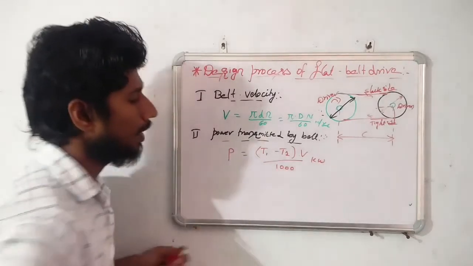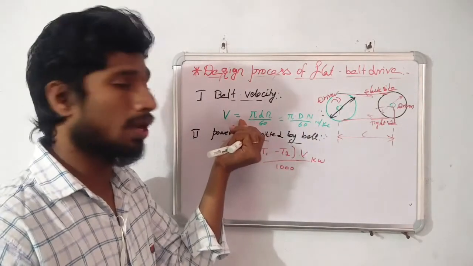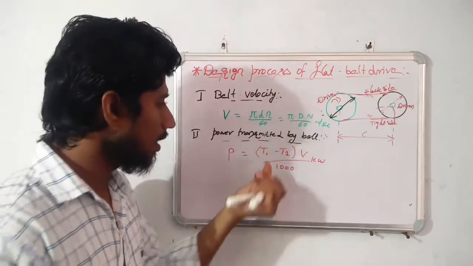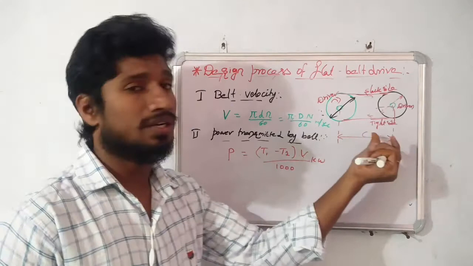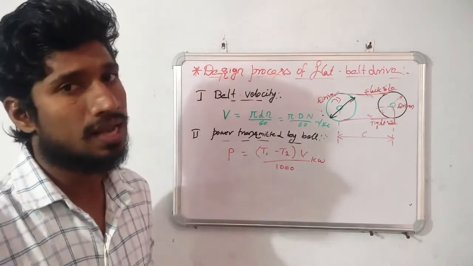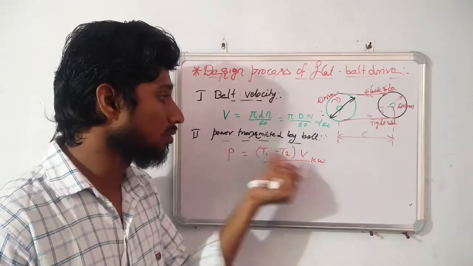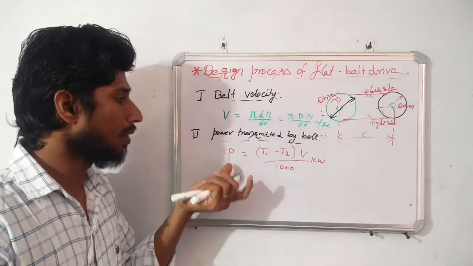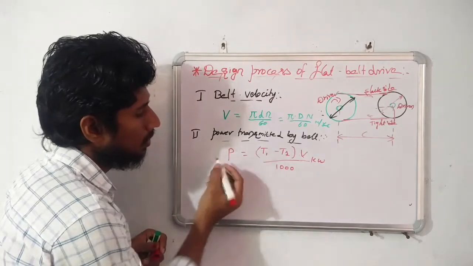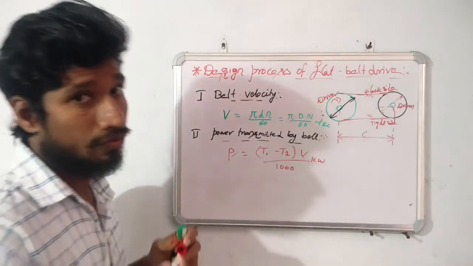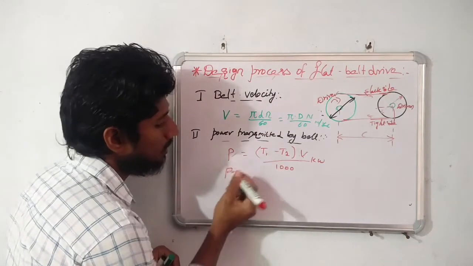Okay, so here see, V is the velocity, in the above step we already found the velocity, and after that here T1 and T2, T1 is the tension in the tight side and T2 is the tension in the slack side. So what are the tensions in the tight side and slack side? When we know these three terms, it is easy to find out the amount of power transmitted by the belt. So in some cases we know the value of power. By using the value of power, we are going to find out here the tension of the belt.